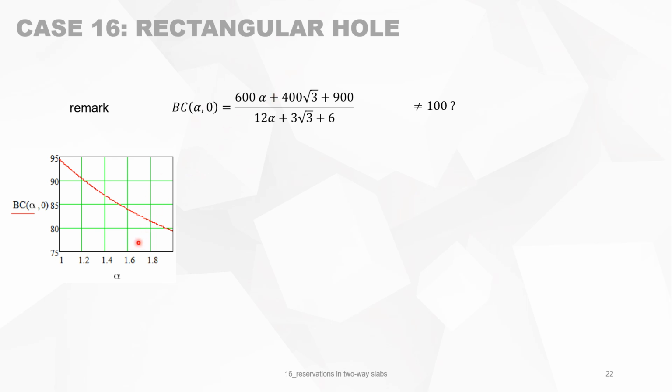Now we look into detail, and for alpha between 1 and 2, the bearing capacity of the slab without reservation follows this line. So it means that the smaller alpha, the less your bearing capacity is. So the smaller the reservation, the smaller the bearing capacity. That's alpha. The smaller the reservation is, it is about D1, it is about alpha.